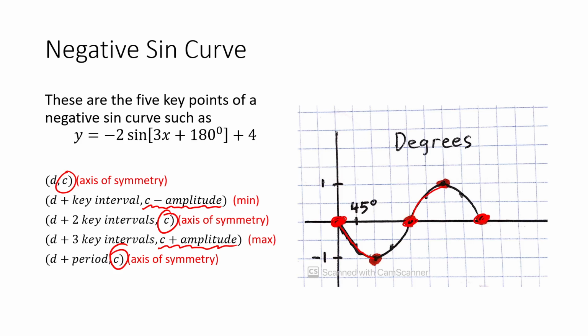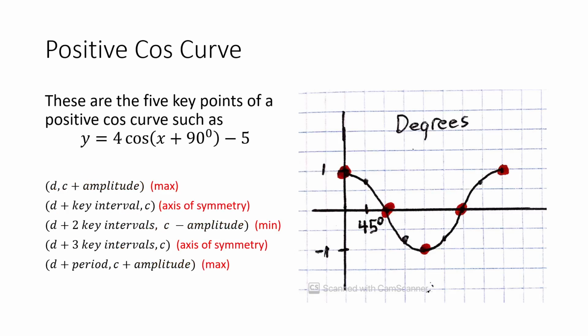Now, in every one of these situations, our 5 x values will always be the same. Our first x value will always be d. Our second one will always be d plus a key interval. Our third one will be d plus 2 key intervals. Our fourth one will be d plus 3 key intervals. And our fifth one will be d plus 4 key intervals, or in other words, d plus a period.